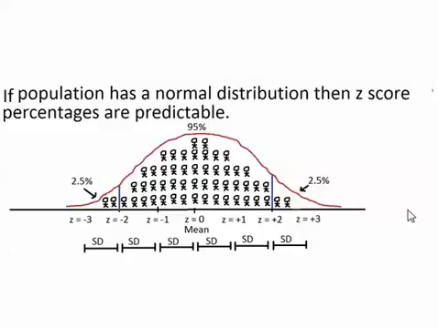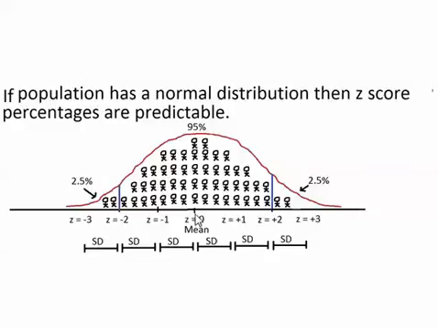I'll share a real-life example with you. We know that in the general population, IQ scores follow a normal distribution or a bell-shaped curve. We also know that in the general population, the mean IQ score is 100, and the standard deviation of IQ scores is 15. That means that a person who has an IQ score of 100 has a z-score of 0, since that person is right at the mean.